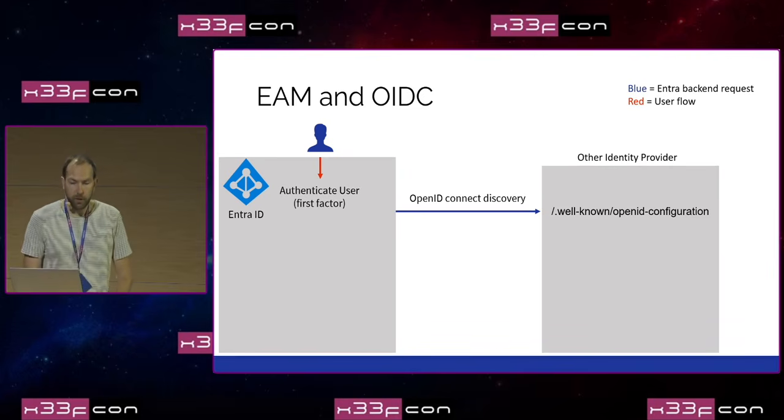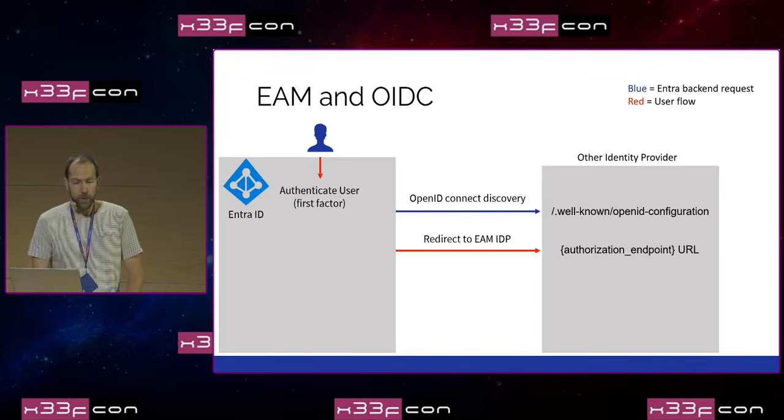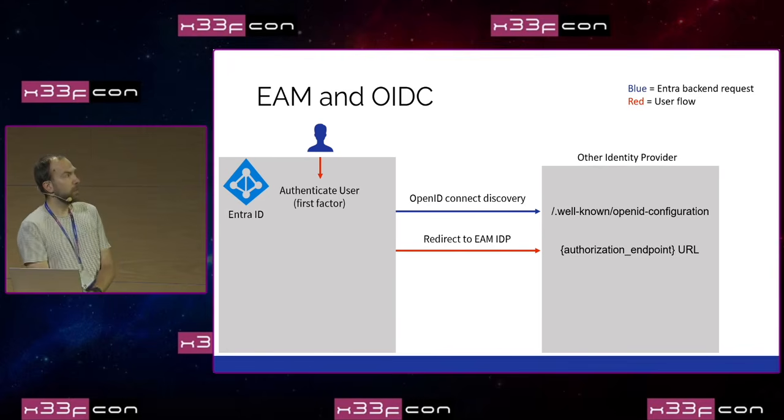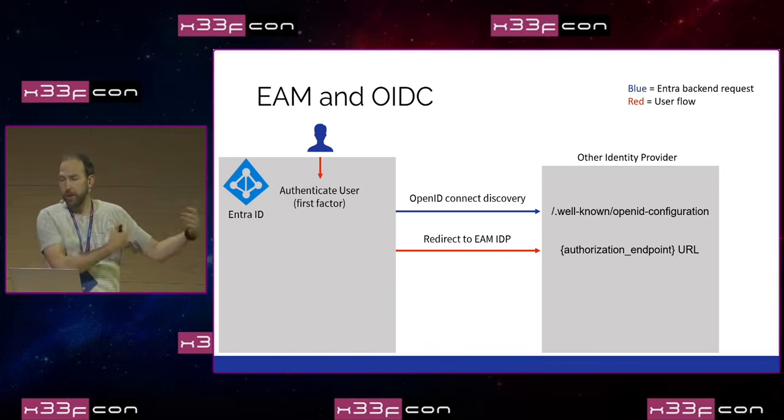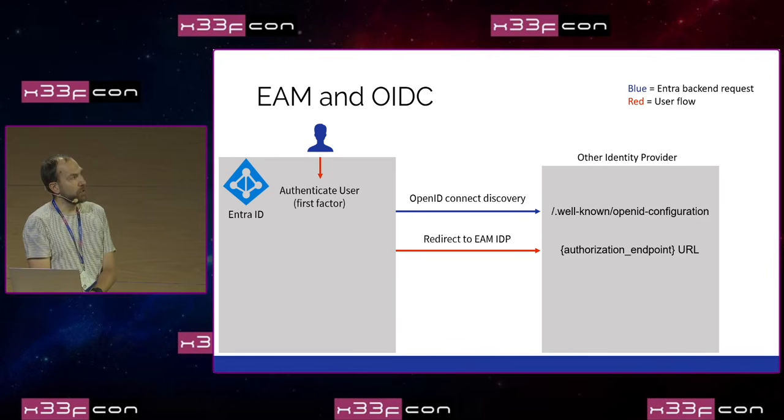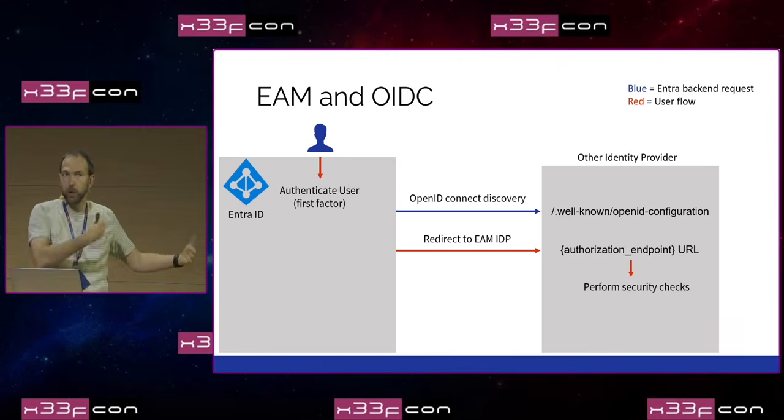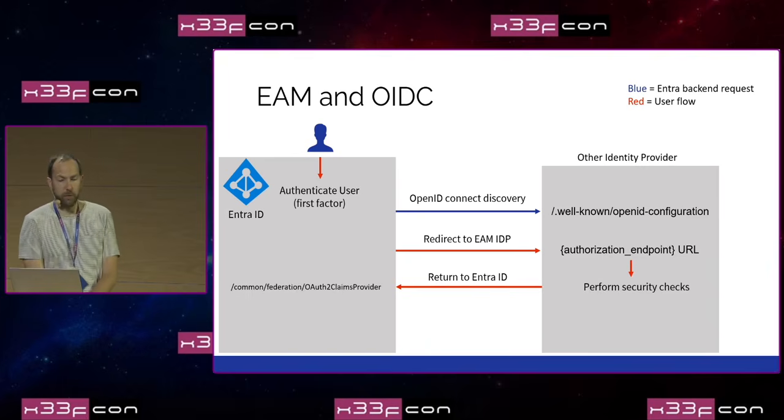Entra is going to do the discovery, so it's going to look for this OpenID configuration, and then it's going to redirect the user to that external authentication method identity provider. So every time we're not talking about Entra as an IDP, I'm talking about the EAM IDP. In this case, it's Duo in our example. So the user is being redirected to Duo, on the endpoint that's configured in this OpenID configuration. Duo is going to prompt the user for Duo MFA, and if the user completes the MFA, they're going to be sent back to Entra. It goes to the OAuth to claims provider endpoint.